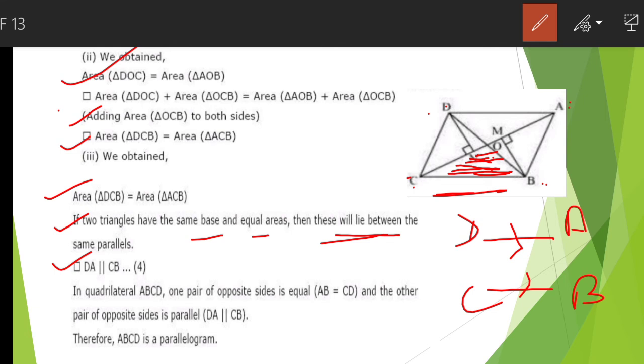Now in the quadrilateral ABCD, one pair, that is AB, is already equal to CD. So AB is already equal to CD, and we got a pair that is opposite and parallel to each other. The other pair that is parallel to each other is DA parallel to CB. So we can conclude that ABCD is a parallelogram. One side we have proved equal, and one pair we have proved that they are parallel to each other. So the quadrilateral becomes a parallelogram.